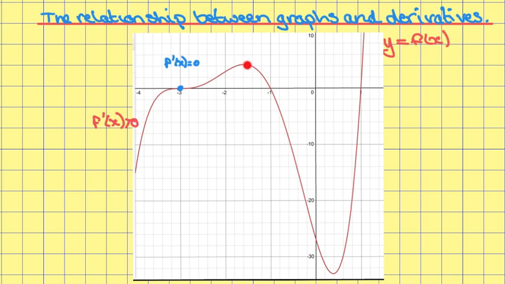Then I keep going up the hill, up the hill, up the hill until I get here, where again, for one instant, the gradient is 0. I have a flat point, and this is a maximum, sometimes called a local maximum. So at this point here, as you can see, if I draw a tangent, the gradient is 0. So again, f dash of x is equal to 0.